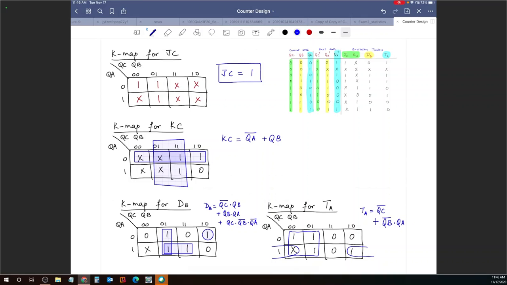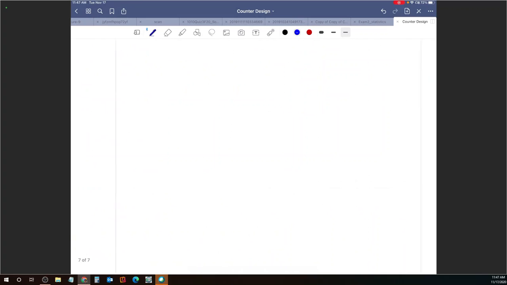So we have done the 3 variable K-maps. We got an expression for JC, KC, DB, and TA. Now comes the last step, which is to put everything together. So how many flip-flops do I need? Well, I need 3 flip-flops.